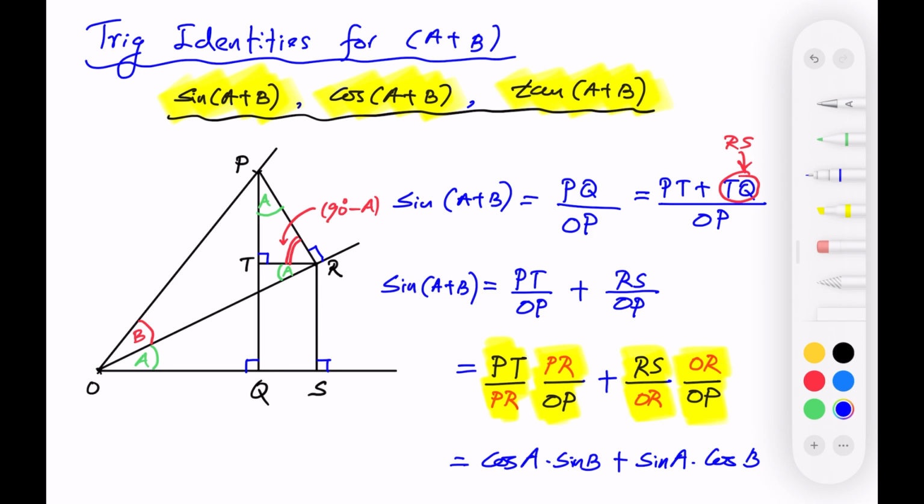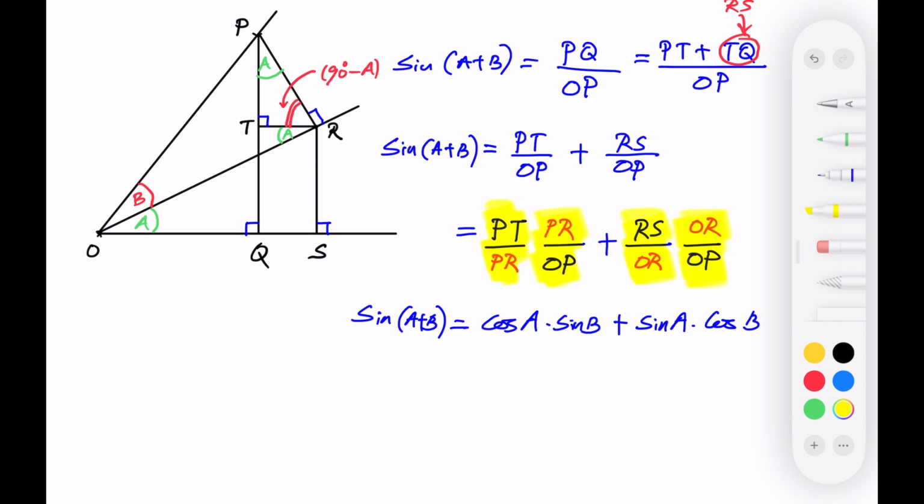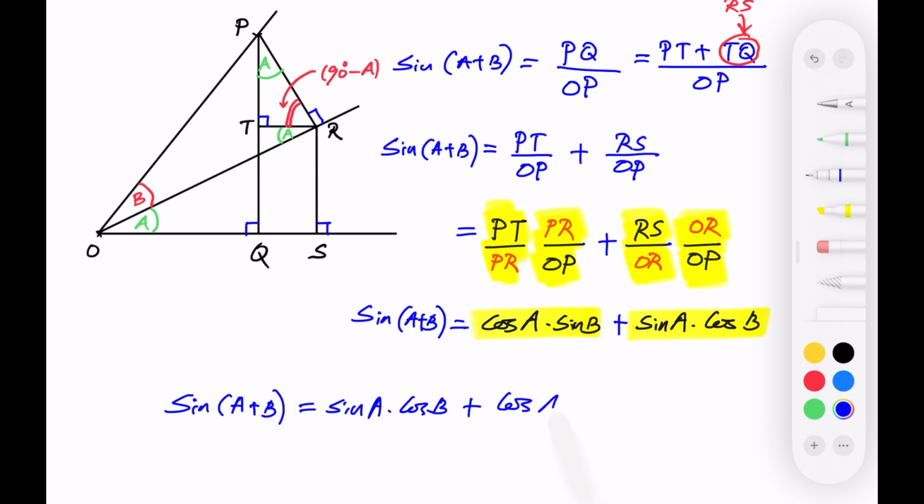What we just derived is the identity for sine A plus B. Usually when you write this identity, first you write this term and then you write this term. Let me write down the final version of sine A plus B. Sine A plus B is equal to sine A cosine B plus cosine A sine B.